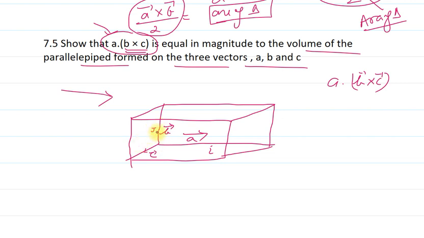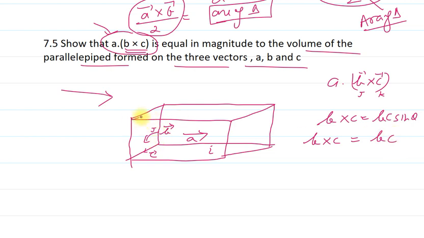So this is B and C, students. This is the B vector and this is the C vector. I take the B vector in the J direction and the C vector in the K direction. When we do B cross C, we will get BC sine theta. Now B is in the J direction and C is in the K direction, so this angle theta is 90 degrees. So B cross C comes out to be simply BC.